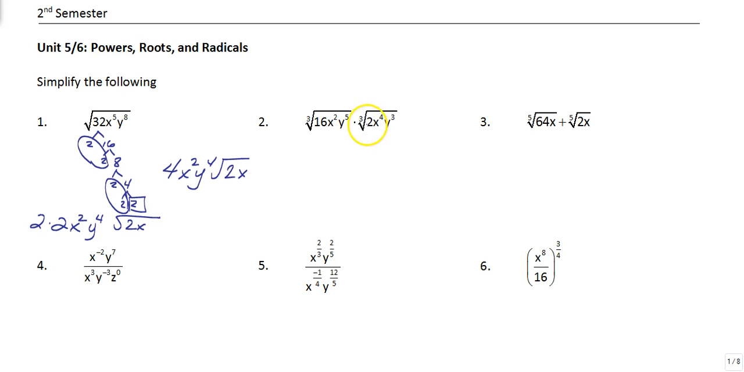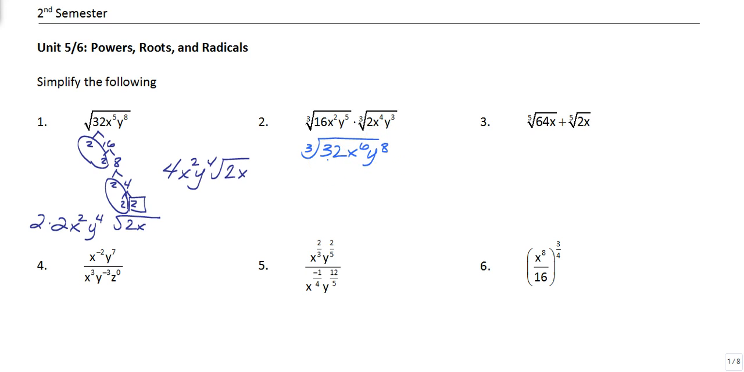So since they're both cube roots, we are allowed to do that. So the cube root of 16 times the cube root of 2 is going to give us the cube root of 32. Now x squared times x to the 4th, remember, is x to the 6th. When we multiply variables with exponents, we add the exponents. And then y to the 5th times y cubed is going to give us y to the 8th.